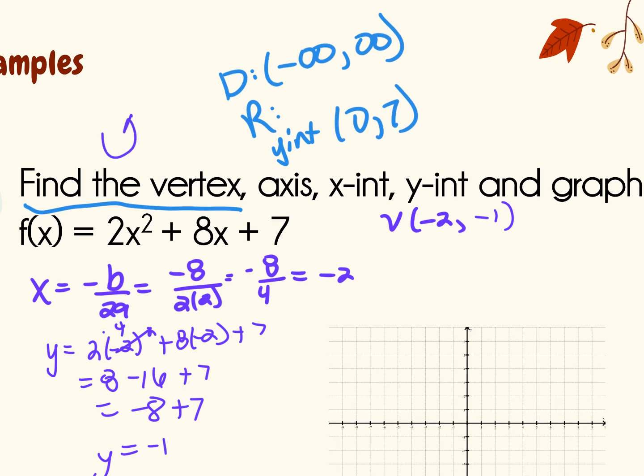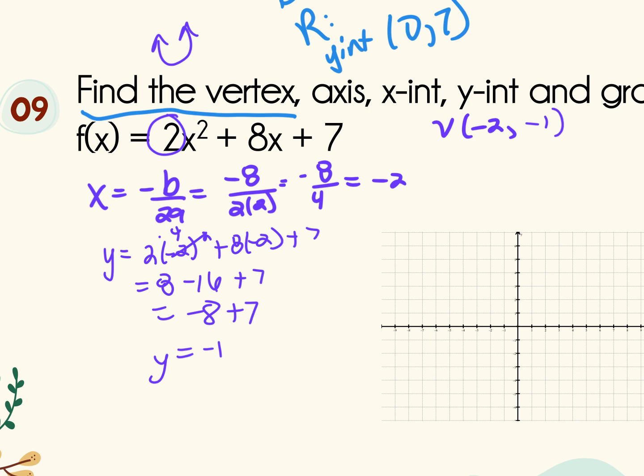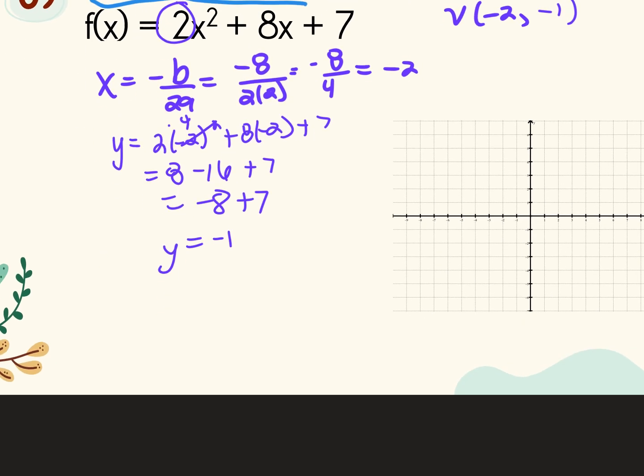Well, we know it's positive. It's going upwards because my 2 here is positive. So the last thing we're going to look for is our x-intercepts. How do we solve for x-intercepts? We plug in 0 for y and we solve.